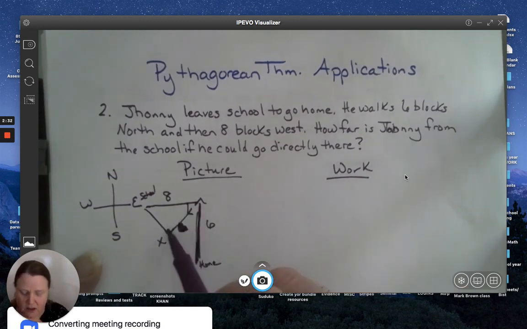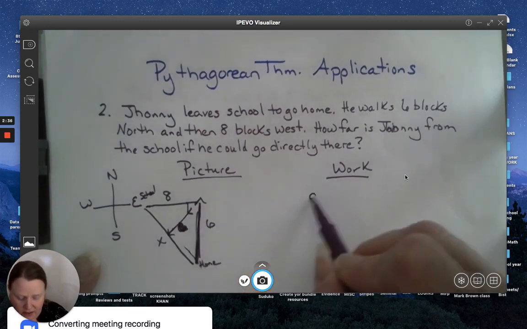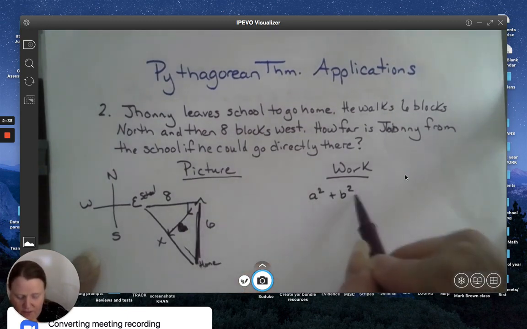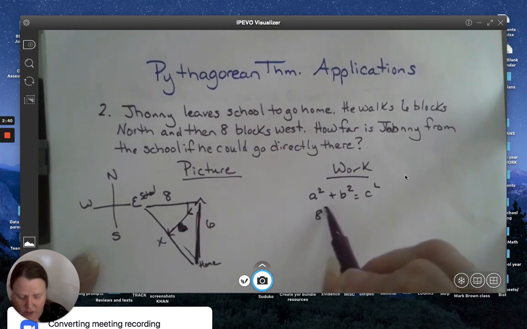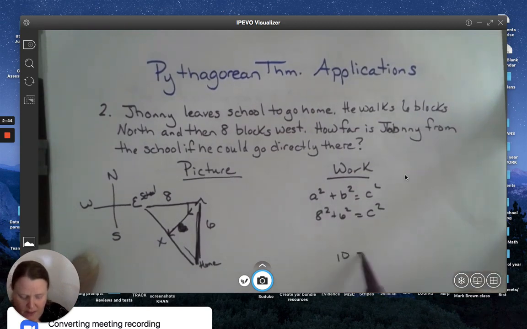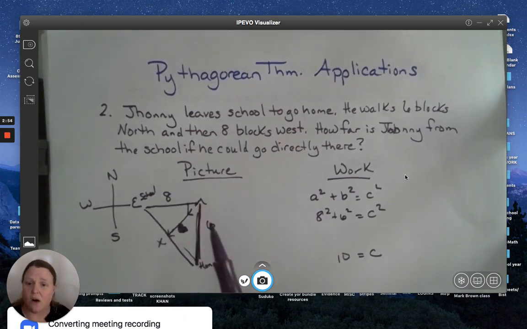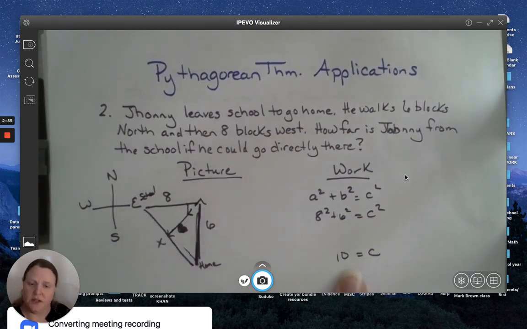We are missing the longest side. We're missing the diagonal. When we're missing the diagonal, it's still going to be that same thing we had before. We're going to have 8 squared plus 6 squared equals c squared, and we just worked that one out a minute ago. Those are the same numbers that we had before. So it is 8 and 6, instead of going 14 the long way. If he was able to cut through, it would only be the equivalent of 10 blocks.